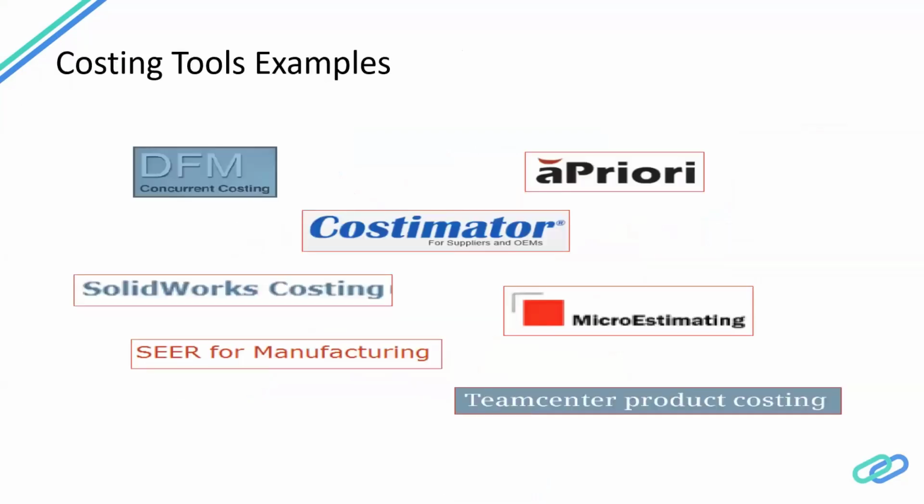In this slide, these are some of the software packages we use in industry. DFM is design for manufacturing, and aPriori is again a costing software. Costimator, SolidWorks Costing, Micro Estimating for manufacturing, Teamcenter Product Costing. I will not say every industry uses all of these, but main MNCs use one of the software based on their requirements. If you take HCL Technologies, they use DFM and aPriori. Other US MNCs will definitely use aPriori, and European MNCs will use Teamcenter Product Costing.